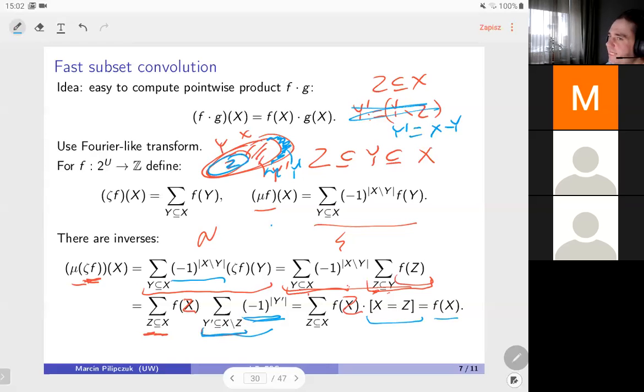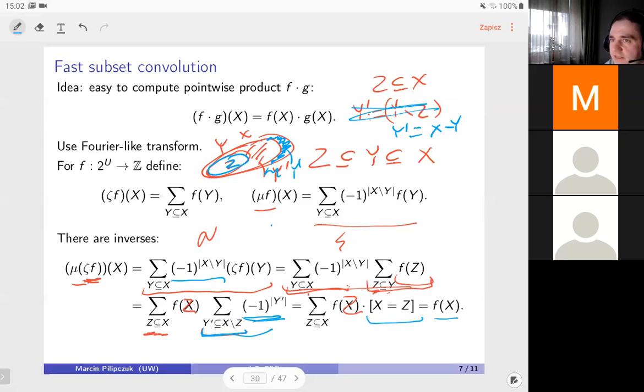This is really the same algebraic trick that was in the proof of the inclusion-exclusion principle: summing over minus 1 to the size of a subset is 0 unless you are taking subsets of an empty set, and then it's 1. Okay, so this is the proof. This is really inclusion-exclusion in this proof here, so there's nothing fancy here. And yes, so we have got this inverse.